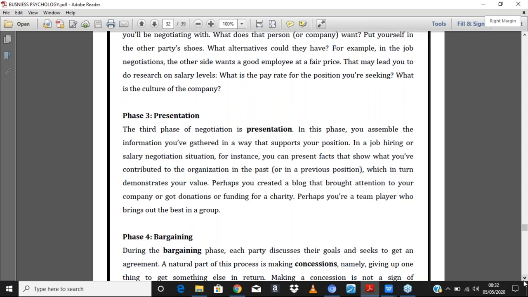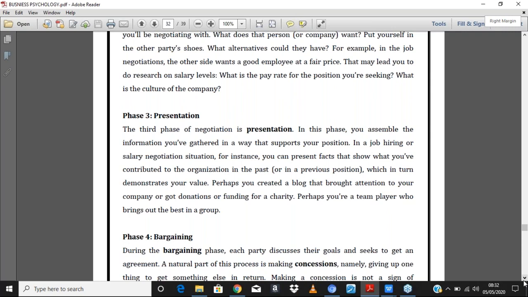In a job hiring or salary negotiation situation, which is one of the questions I get a lot, people ask me, sir, what if you're in an interview and you're asked a question of how much should you be paid? How do you determine your payment, which is not a discussion for today.